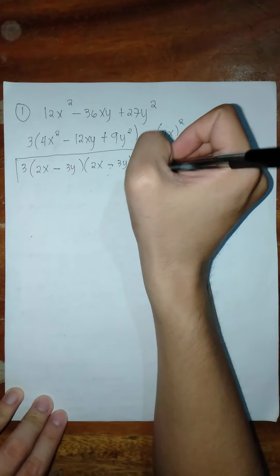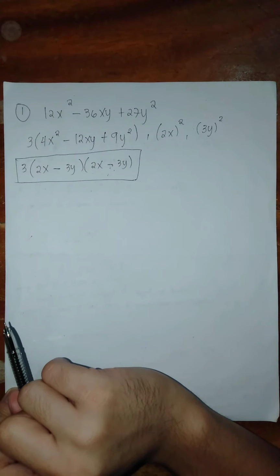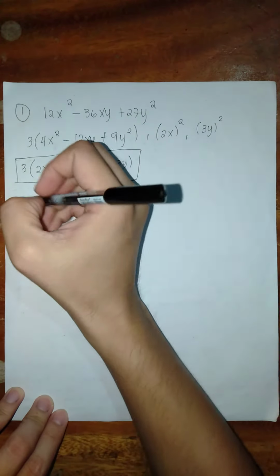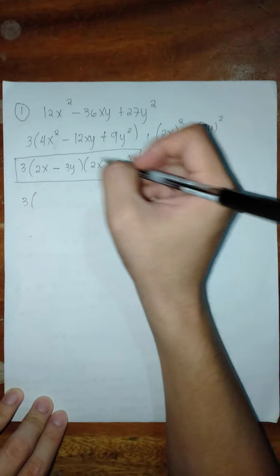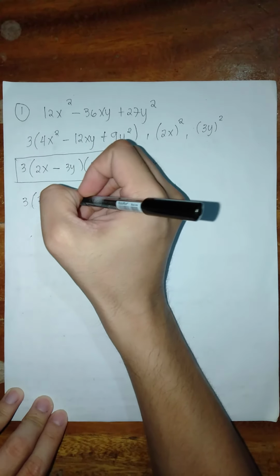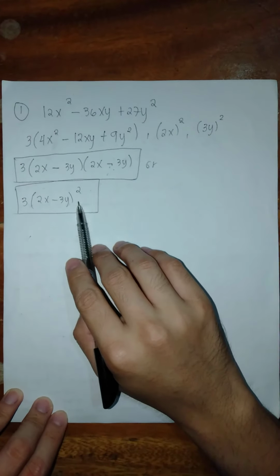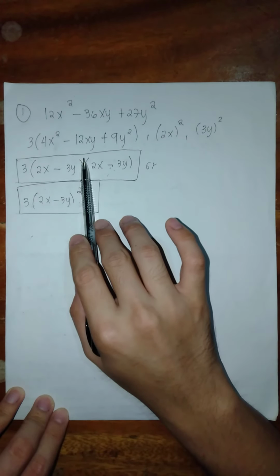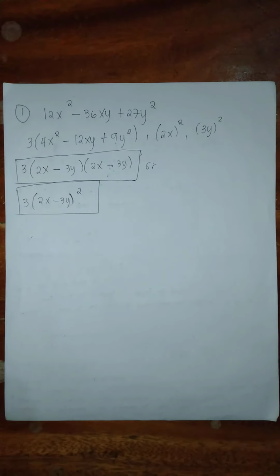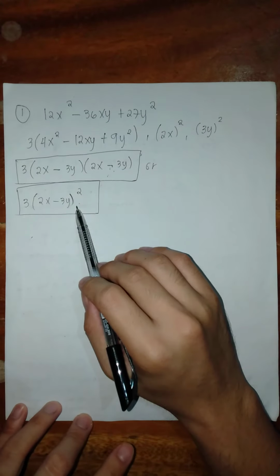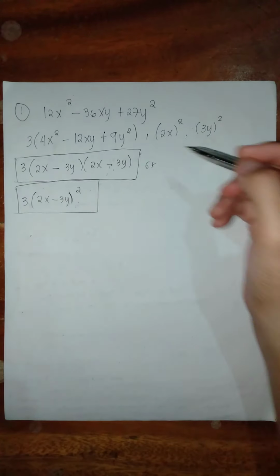Or, if you want, pwede mong i-combine sa isang expression, which is 3 times 2x minus 3y squared. Since pareho siya, same base, mag-add yung exponent. Kasi bakit naging squared? Kasi di ba, parehas nga sila, may exponent 1 yan, may exponent 1. So, mag-add, it becomes a square. So, pwedeng ito, pwede rin naman ito. Those two answers are acceptable naman. So, clear tayo guys ha.